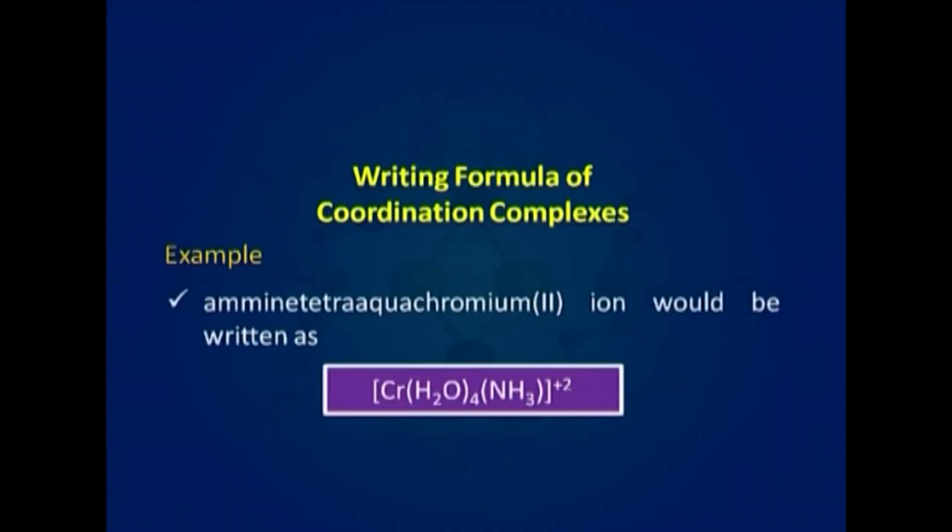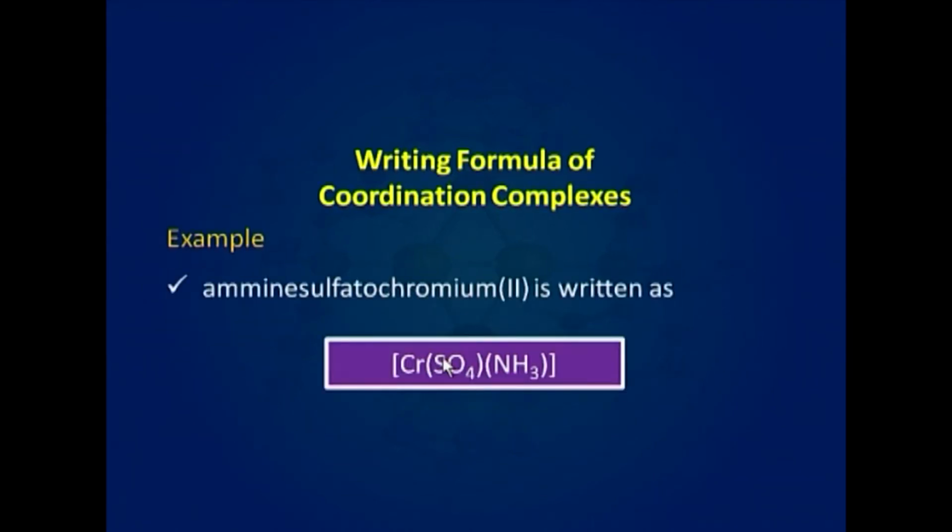Note that their order in the formula is opposite of that in the compound's name, since one uses their chemical symbols and the other uses the names of the ligands. There is another example in which two types of ligands are there. One is anionic and the other is neutral. Amine sulfato chromium 2. It can be written as [Cr(SO4)(NH3)]. As sulfato is an anion, it comes before NH3.